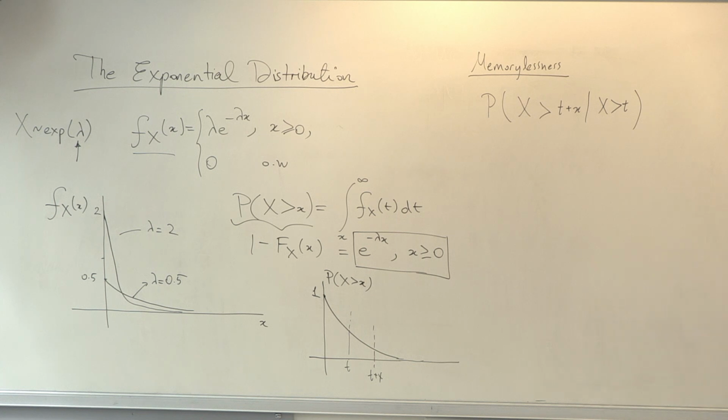How do we compute this? Let's use the definition of conditional probabilities. This can be written as the probability that X is bigger than t plus x and X is bigger than t, divided by what?